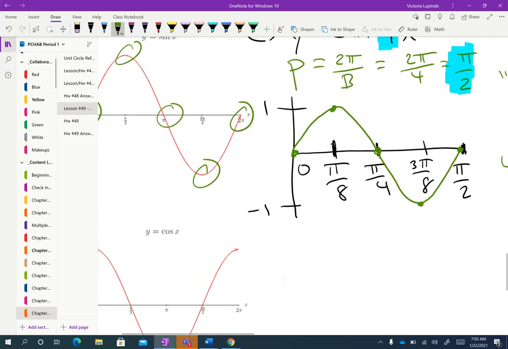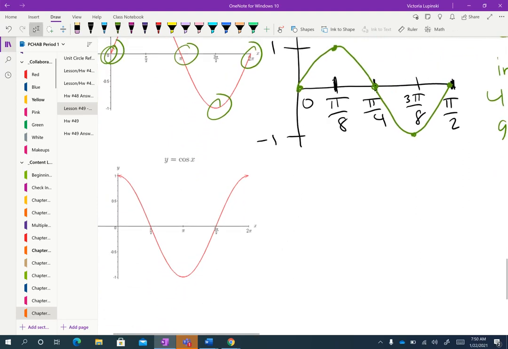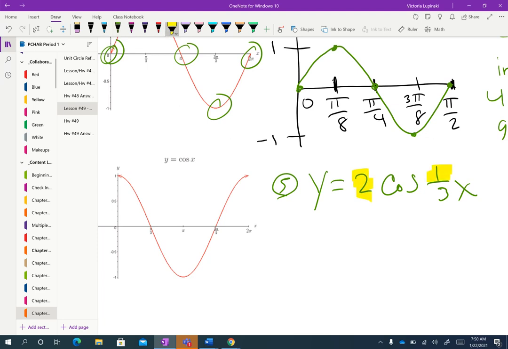Okay, so now that we understand what it looks like to have a horizontal shrink, let's talk about what it would mean to have a horizontal stretch. So here for number 5, I'm going to ask you to graph y equals 2 times the cosine of 1/3 x. Notice not only am I going to have a B change here, but I'm also going to have an amplitude change, since it is very possible and probable that you're going to have multiple things at once. So maybe you want to note that this is your A and this is your B. So you're going to have both a change in amplitude and a change in period.